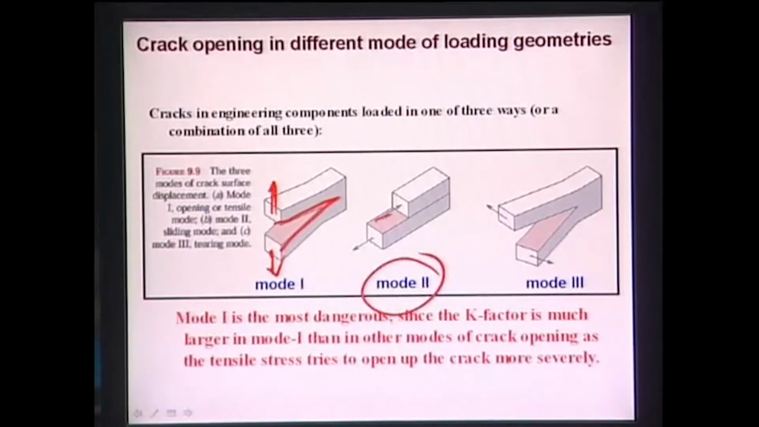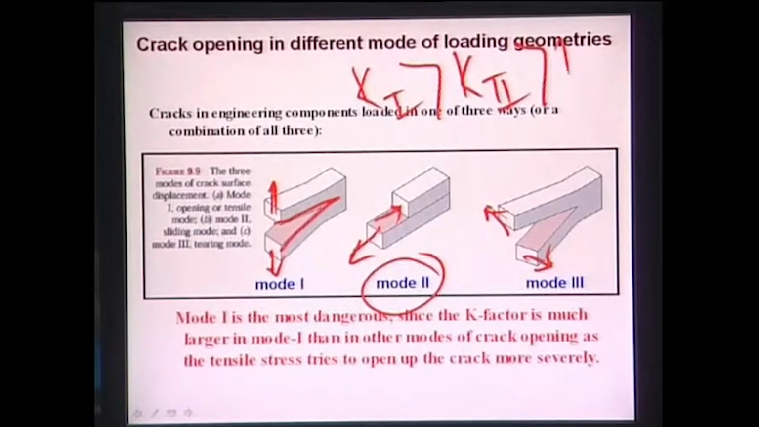Mode 2 loading means it is a shear type of loading. Mode 3 loading means it is a tearing type of loading. So, mode 1, mode 2, mode 3, the most dangerous mode is mode 1. Therefore, K1 is greater than K2 greater than K3. What I am saying is that the stress intensity factor under mode 1 is always greater than the mode 2 stress intensity factor or the mode 3 stress intensity factor.